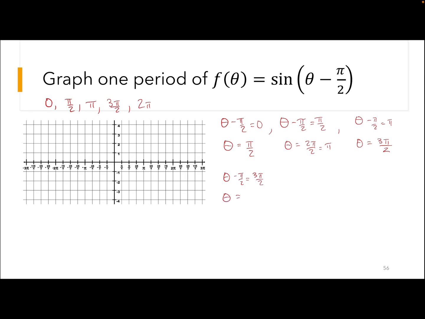And so then if we add pi over 2 to both sides, we're going to get theta equals 4 pi over 2 or just 2 pi. And the last one is theta minus pi divided by 2 equals 2 pi, which is 4 pi over 2. Or if we add pi over 2 to both sides, theta is going to be 5 pi divided by 2.